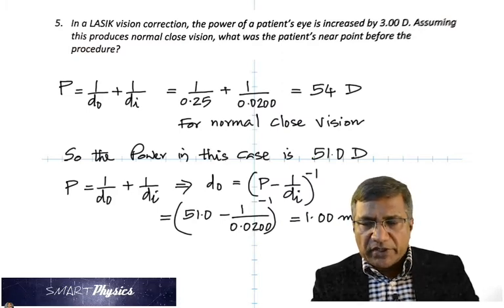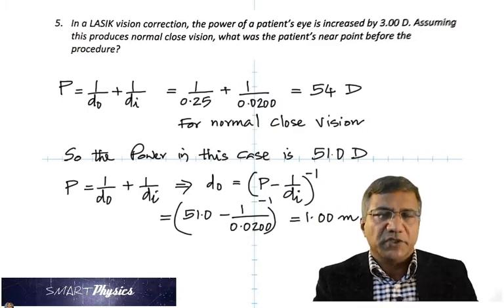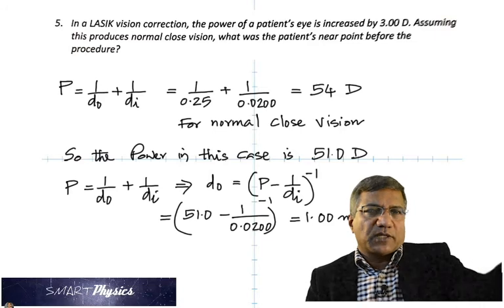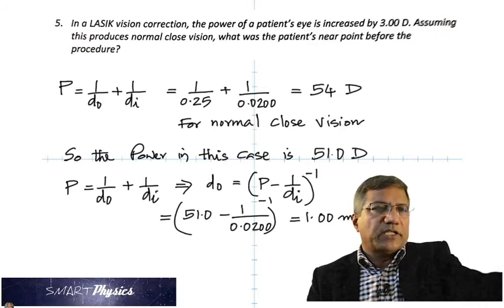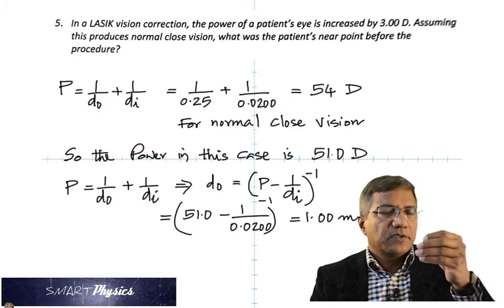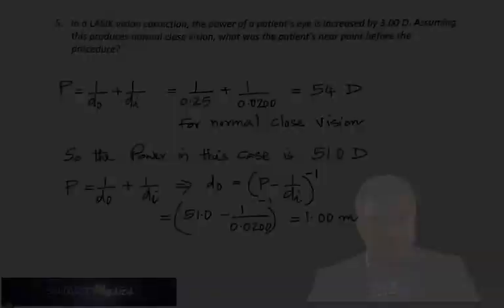All right. Now the near point is 25 centimeter. So before this was done, the patient had to hold something 1 meter away in order to read it. But after the correction, the patient can now hold it 25 centimeters away, just like any normal person.